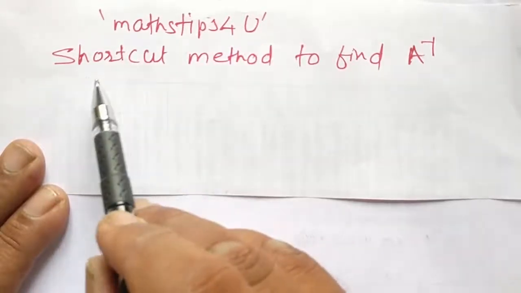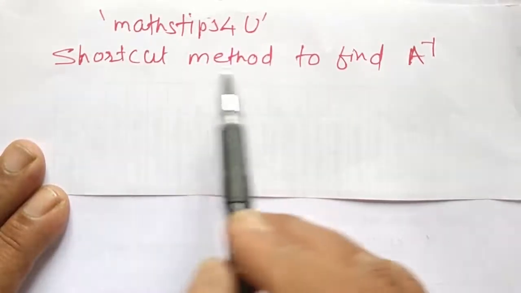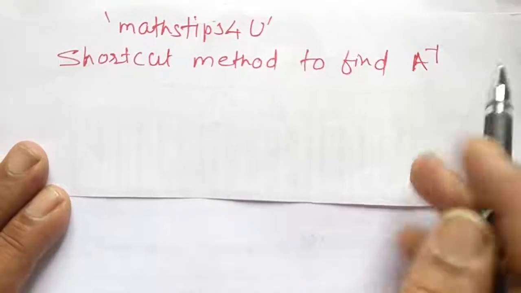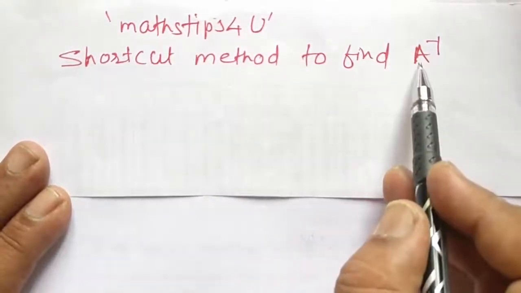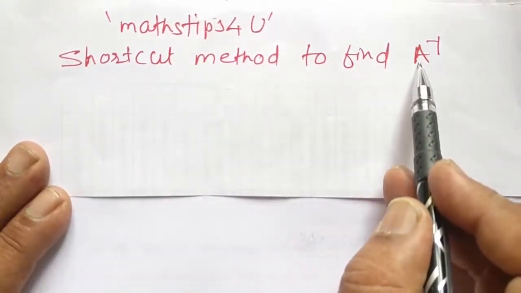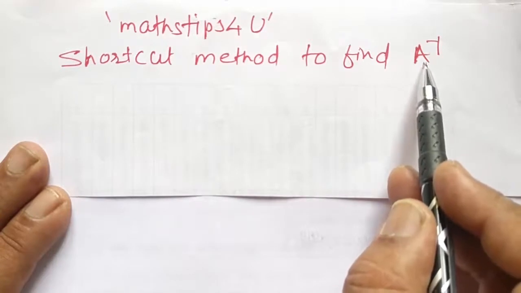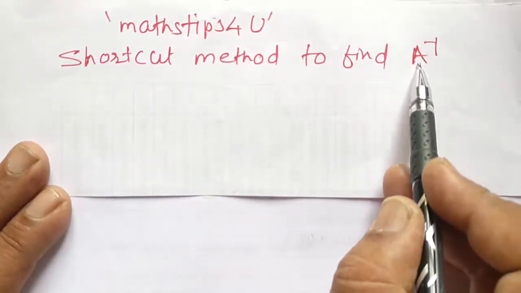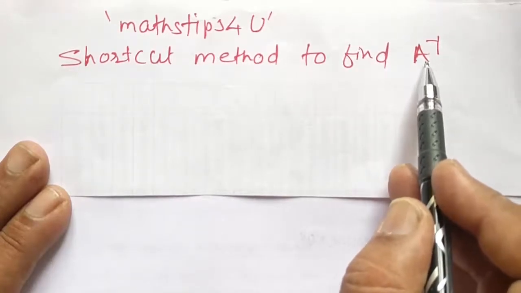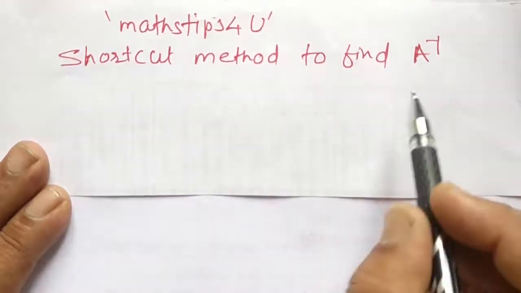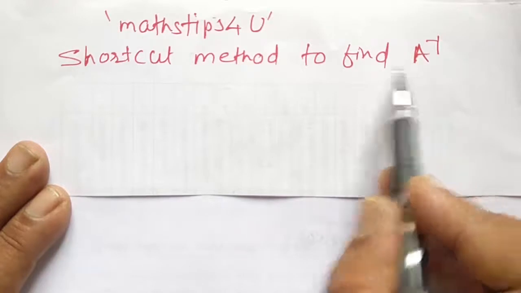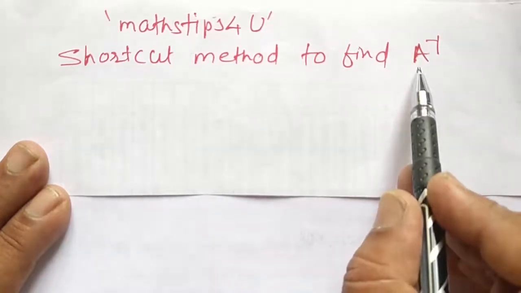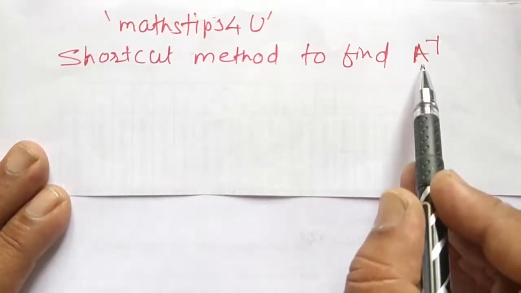In this video we are going to see a shortcut method to find A inverse. There are many methods to find A inverse. We have seen in my previous videos, video number 9, 10 and 11. We can find A inverse by row transformation, column transformation as well as adjoint method.